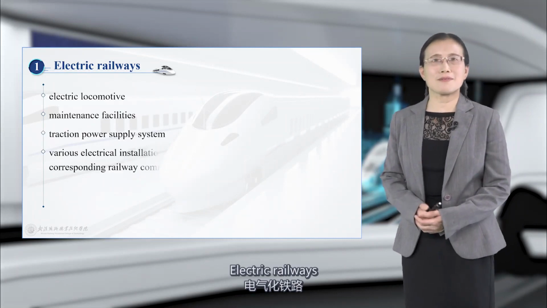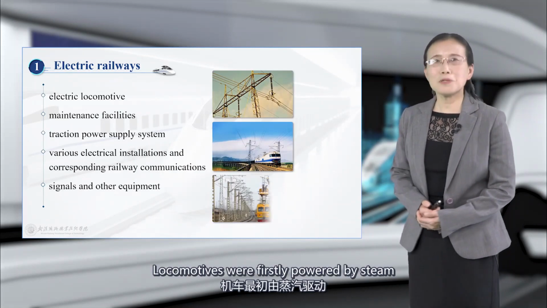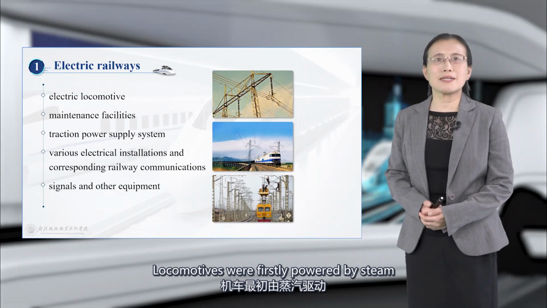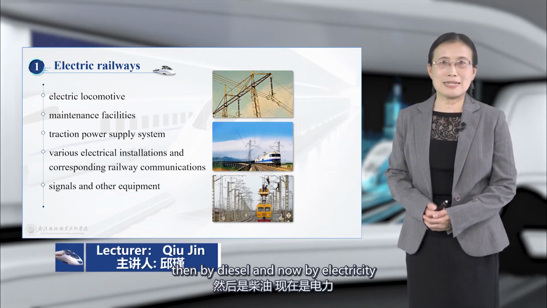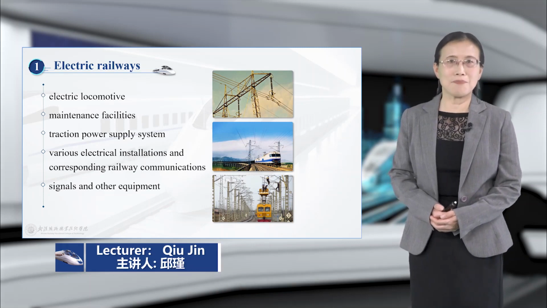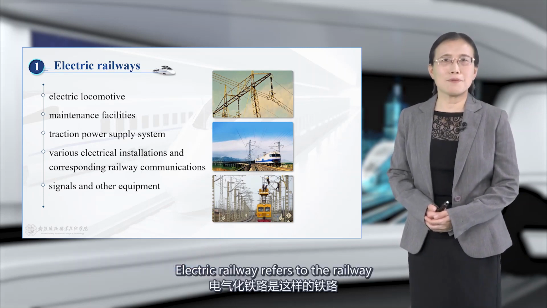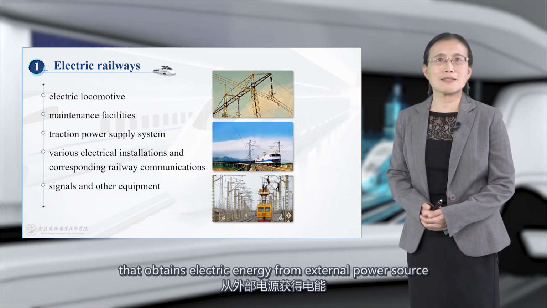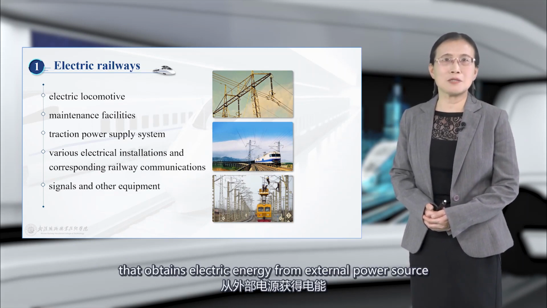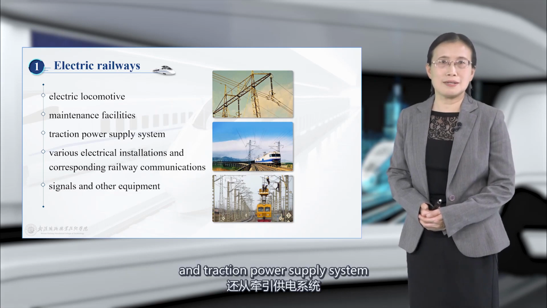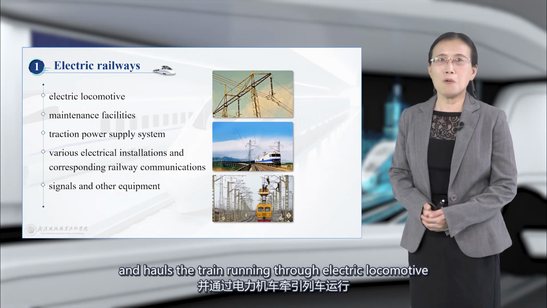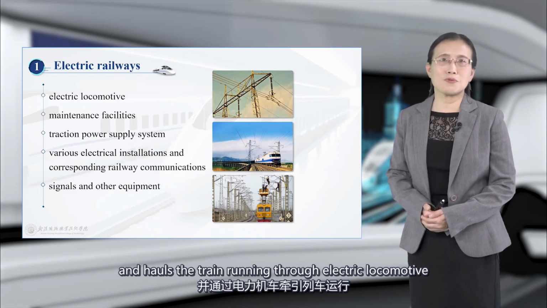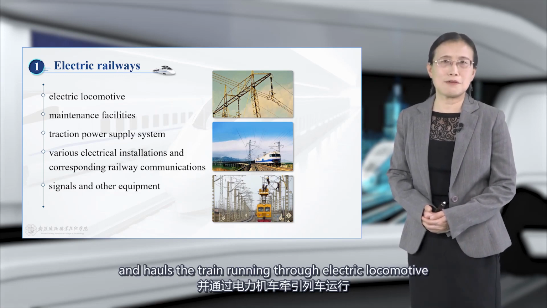Electric railways. Locomotives were firstly powered by steam, then by diesel, and now by electricity. Electric railway refers to the railway that obtains electric energy from external power source and traction power supply system, and holds the train running through electric locomotive.